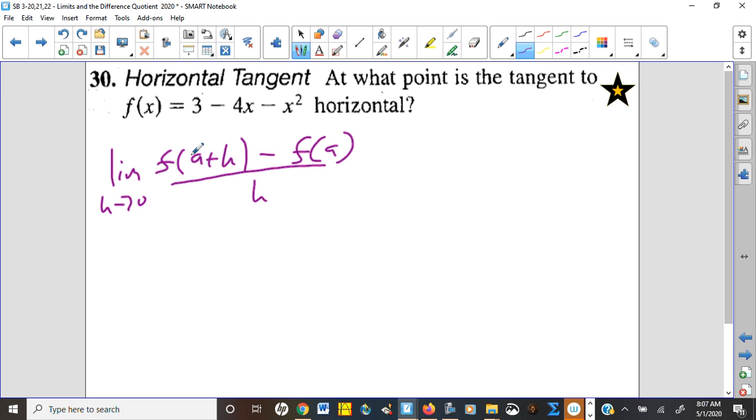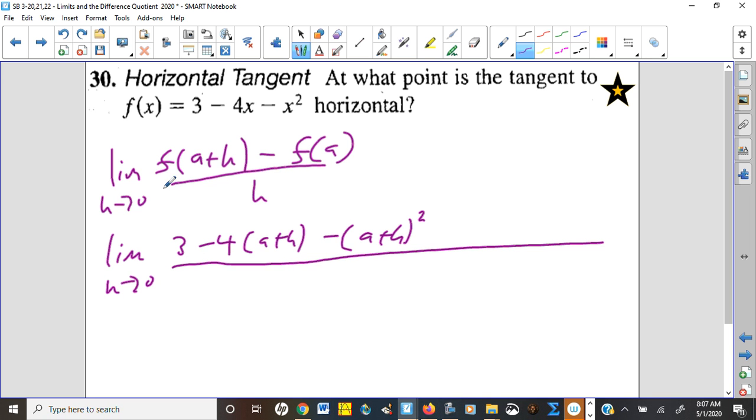What makes this harder is that, when a is just a number like a 1 or a 2, this second part turns into a constant and the first part has some constants in it instead of just variables all over the place. Well, if we're finding a general form, we can't use any of those. We have to use variables all the way. So we're going to do 3 minus 4 times a plus h minus a plus h quantity squared for the first, that's f of a plus h. And we're going to subtract f of a, which is just plugging an a in instead of an x pretty much, right? So that's going to look like that.